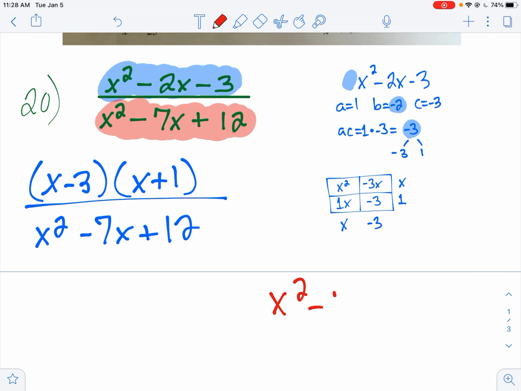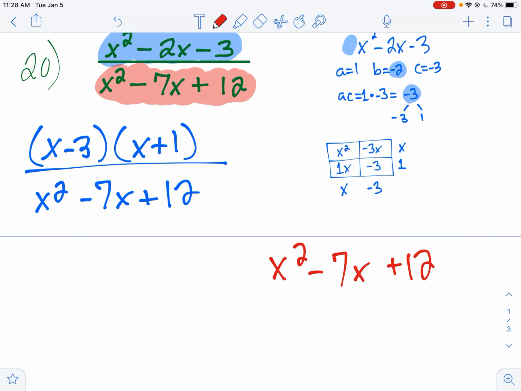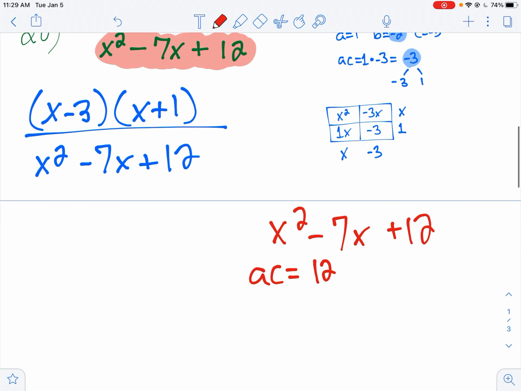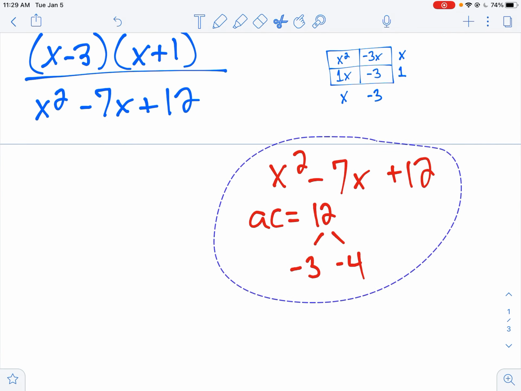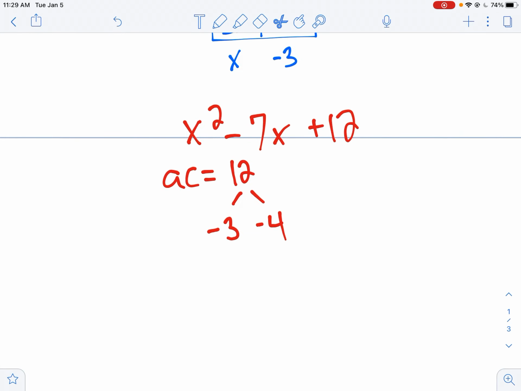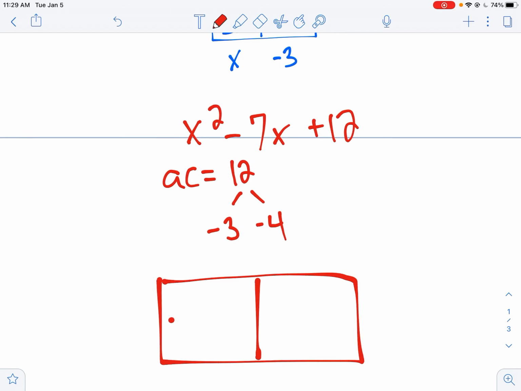So x squared minus 7x plus 12. Again, I can do A times C. 1 times 12 here gives me positive 12. Now, I want two factors of positive 12 that when I add them, I'm going to get negative 7. And I realize if I do negative 3 times negative 4, guess what? I get positive 12, and if I add them, I get negative 7. So those are my two factors. Now, again, I like to use the box method. Some people don't. I like to do this. It helps me keep track of my thoughts.